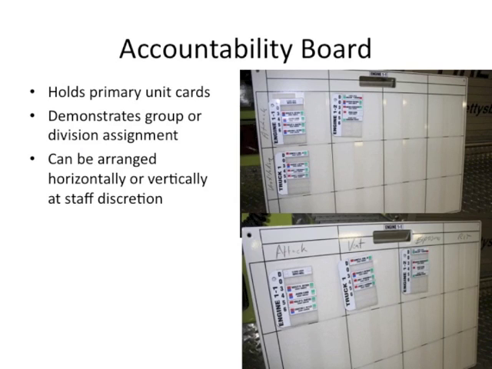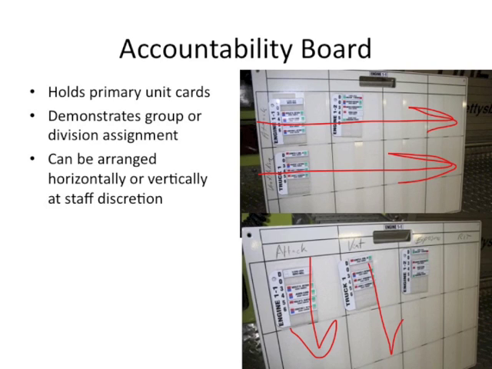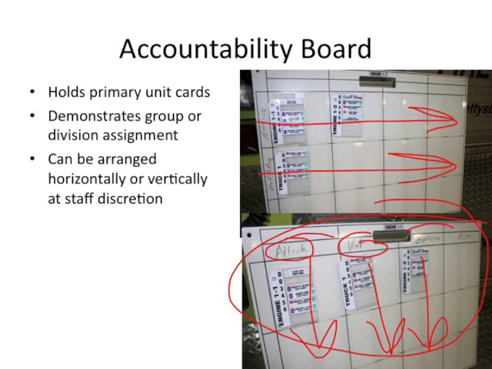Now, working in conjunction with the command board, we're also going to be using accountability boards. The accountability board holds the primary unit cards. It demonstrates the group or the division assignment. It can be arranged horizontally or vertically at the staff's discretion. So we can be shown horizontally here at the top or vertically. Now notice this lower example here, lower right corner, reflects the incident we were just looking at on the command board. We have again attack, vent, and exposures.